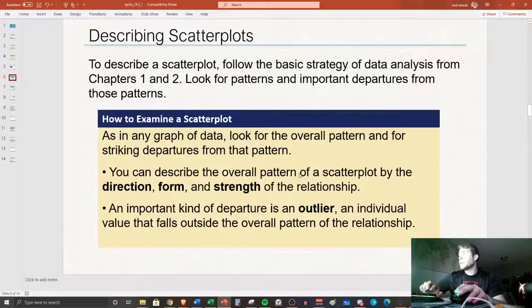I think we get the idea. So we're going to draw a line in your notes. We're going to talk about describing scatter plots. Okay, describing scatter plots, and you can use this immediately in the problem set for sure.